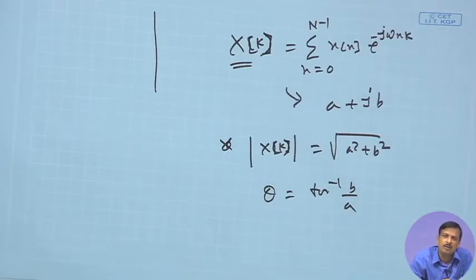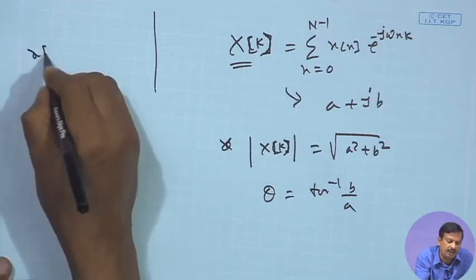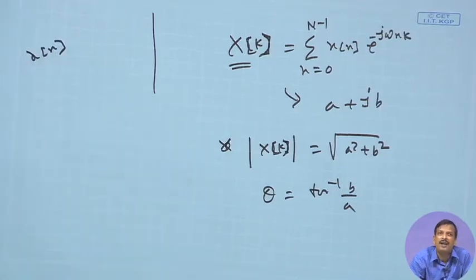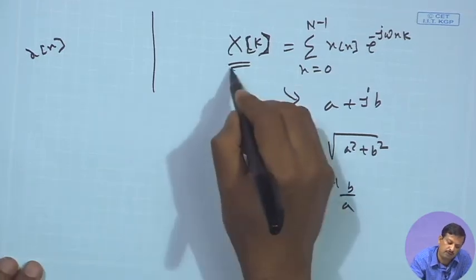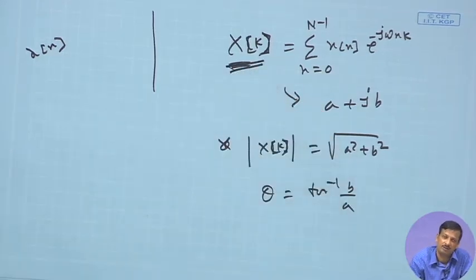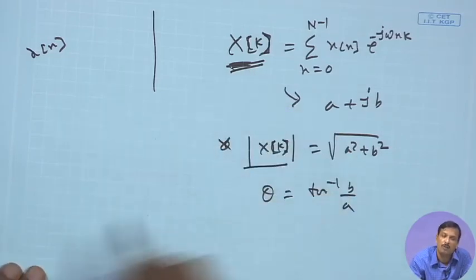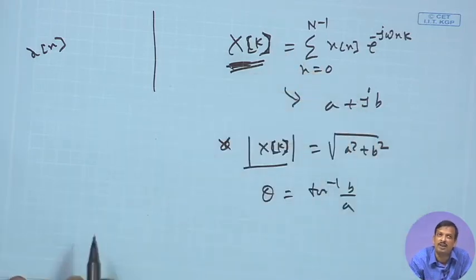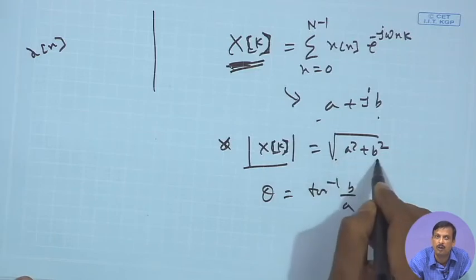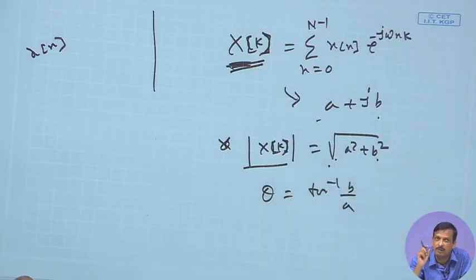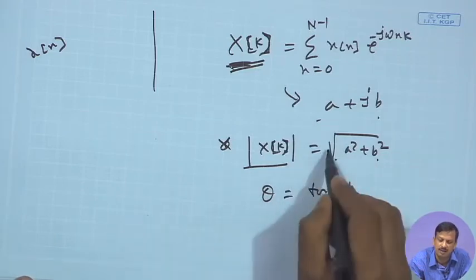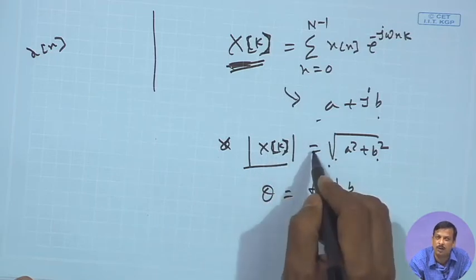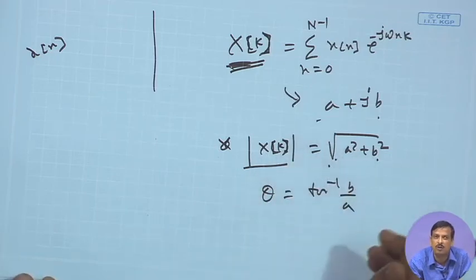Okay. Now, suppose I tell you I have a signal x[n], find out the frequency magnitude response of x. So, I have to plot the mod of X[k]. After computing the DFT, I get the a plus jb form. So, I compute the square root of a square plus b square, that is the amplitude. If it is voltage, then it has to be squared to make it power.